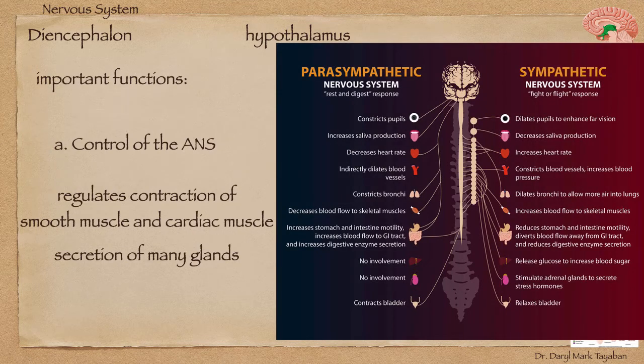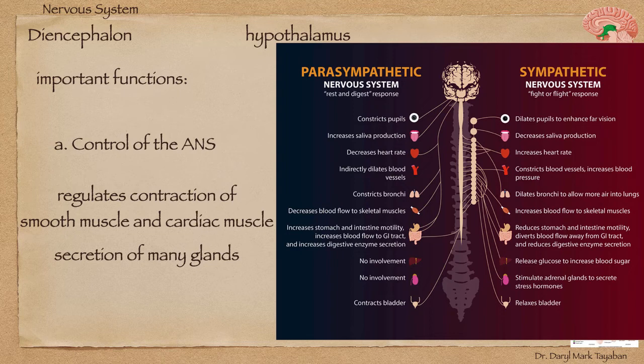There are important functions of the hypothalamus, including first, the control of the autonomic nervous system. Remember, we discussed that during part one. It regulates the contraction of smooth muscles and cardiac muscles and the secretion of many glands. Remember the two types of autonomic nervous system: the parasympathetic and the sympathetic nervous system. For the sympathetic, just a review, it's the fight or flight response. For the parasympathetic, it's the rest and digest response. So these are examples of the different actions.